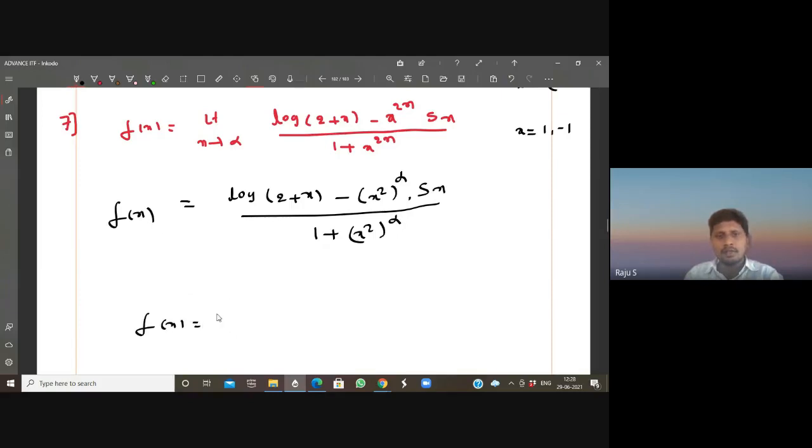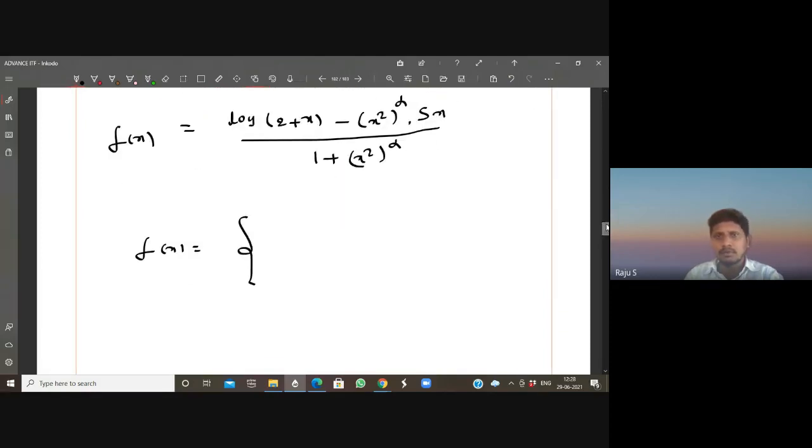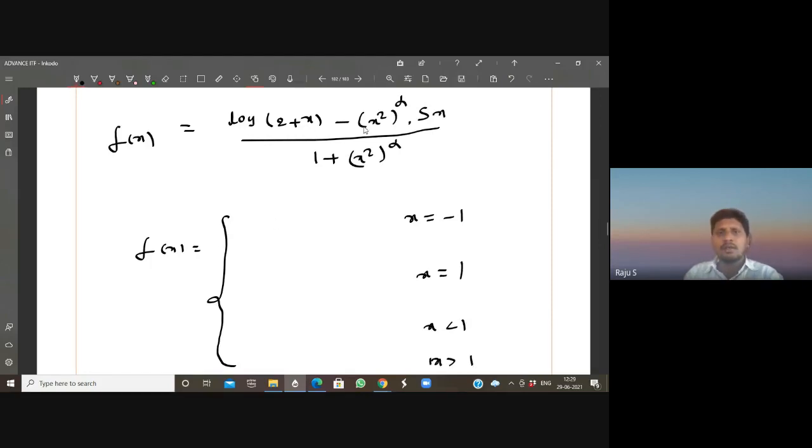Students, can anyone tell that here four to five different cases will be there? When x is lesser than minus 1, x is equal to minus 1, x is equal to 1, x is lesser than 1, x is greater than 1. Okay, right, students, even we can do it directly also, no need to write all the different cases.